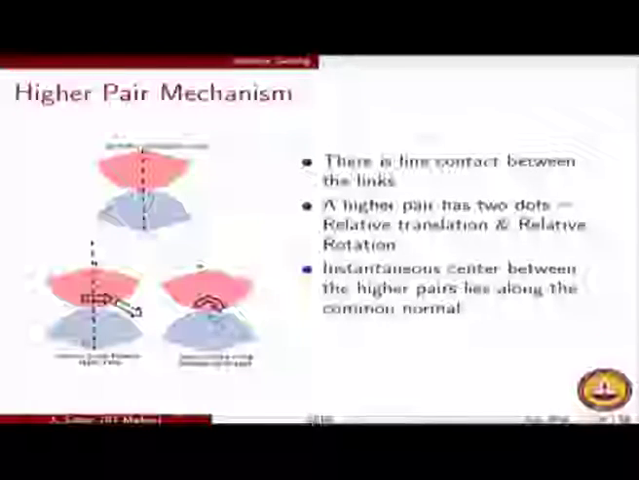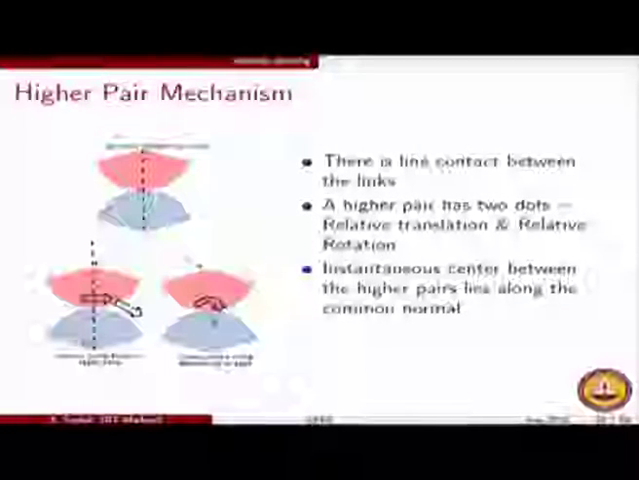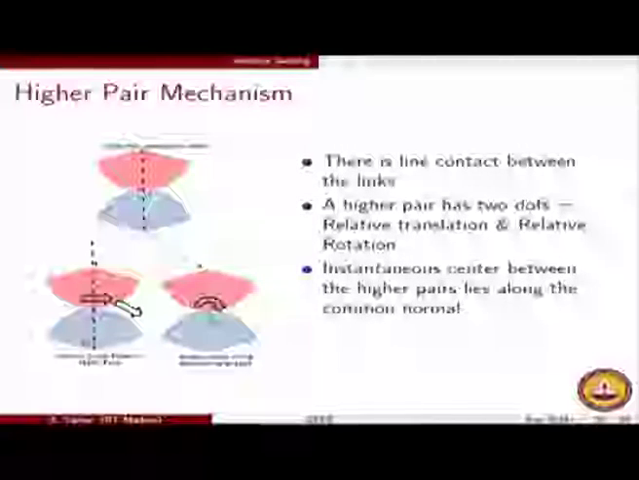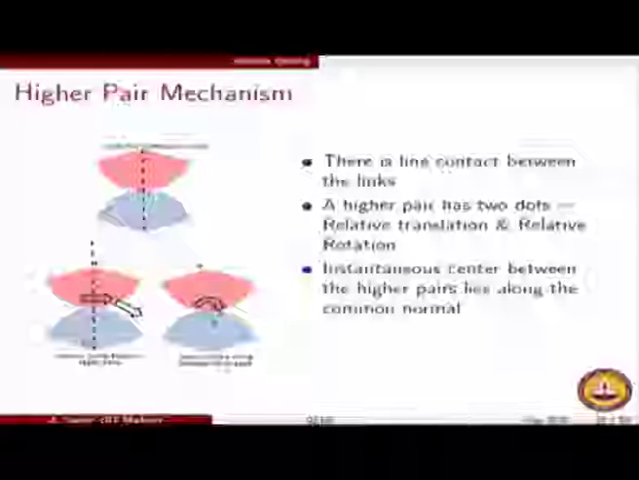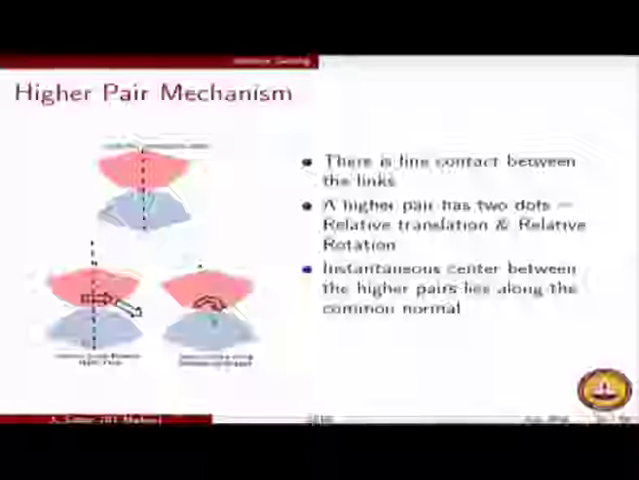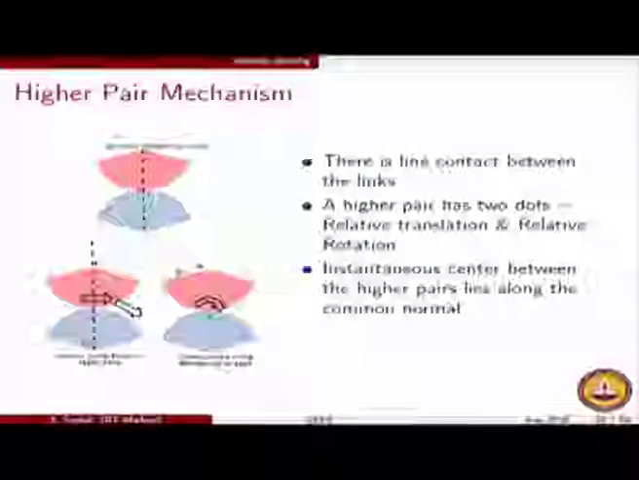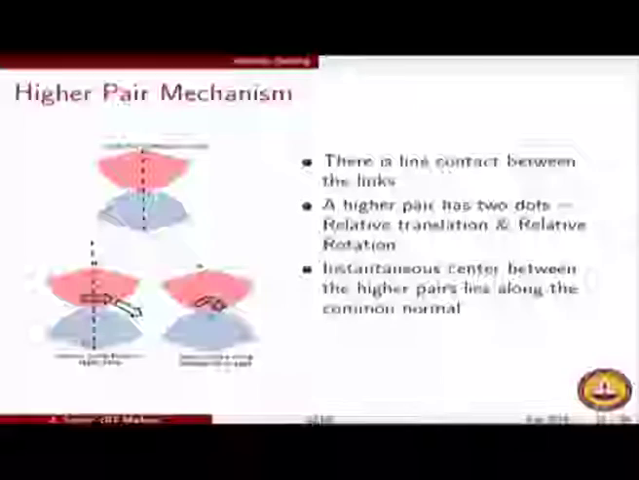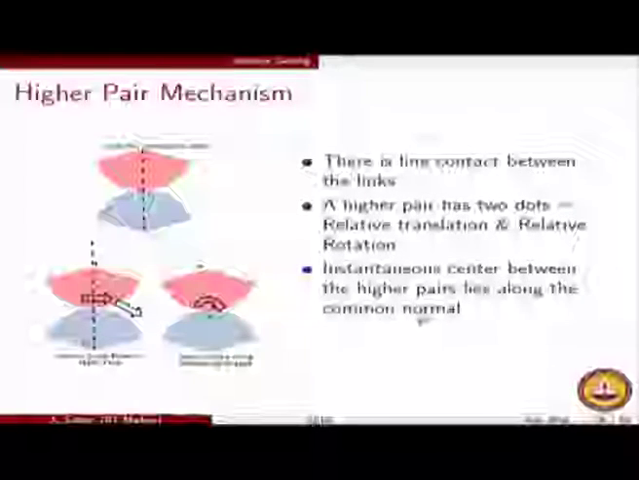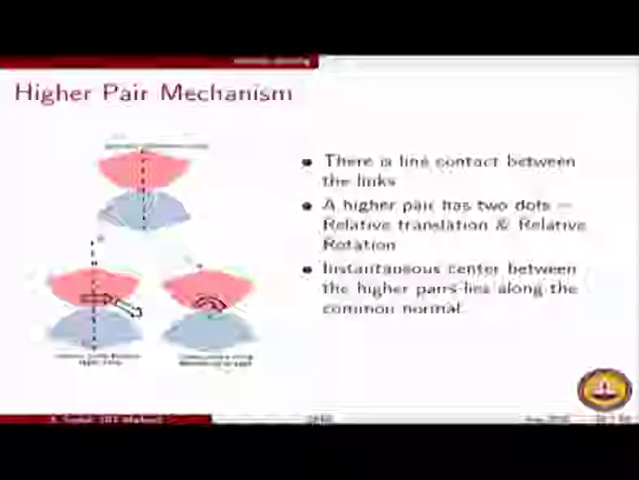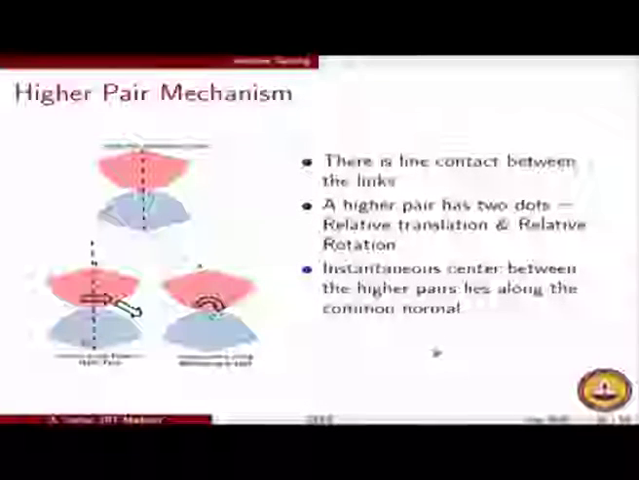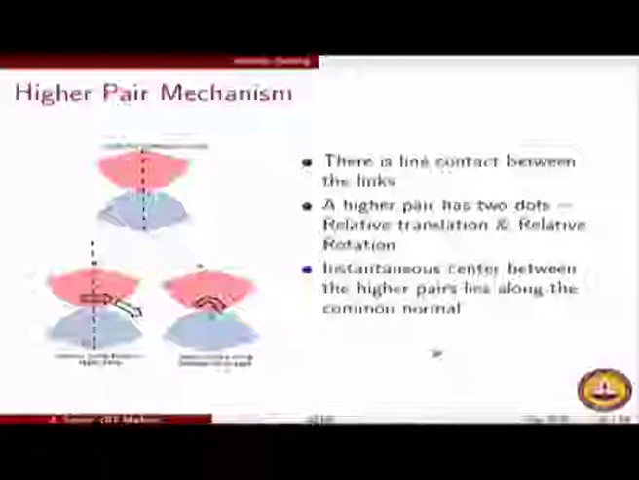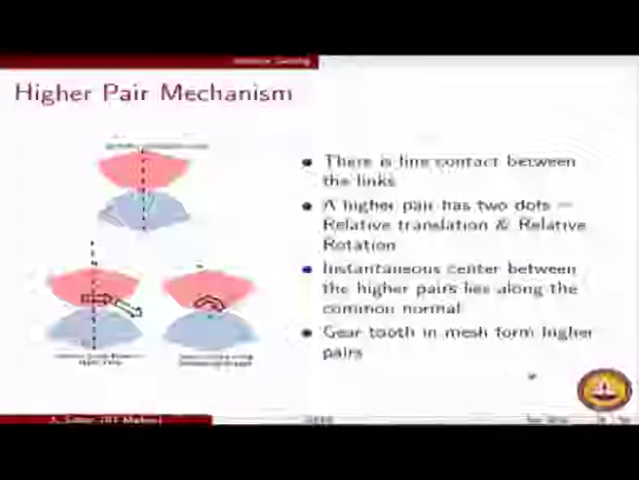In the other case, where it is having a pure rolling action, rolling without slipping, we will have the instantaneous center again at the point of contact. So, in either case it is easy to understand that if you have any combination of motion, the instantaneous center between the higher pairs will always lie along this common normal. So, this will form a very important starting point for the argument of the fundamental law of gearing, as we will show in the next slide.